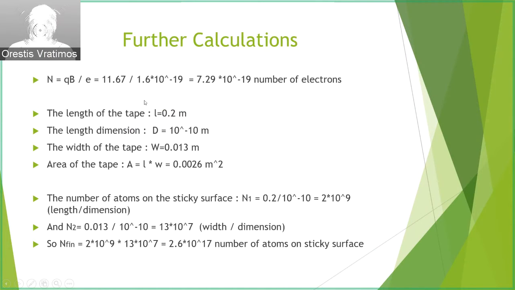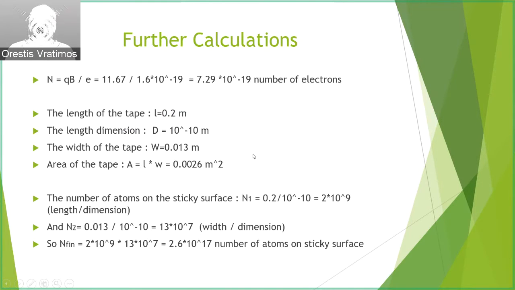Then, knowing the dimensions, the length of the tape that was given to us and the width of the tape that we measured, we find the area of the tape, which is the length times width, and we got this number. And for the number of atoms on the sticky surface, we need to do the ratio of the length of the tape over the dimension of an atom, and then do the same with the width, and then multiply both results so we can get the number of atoms on the sticky surface.